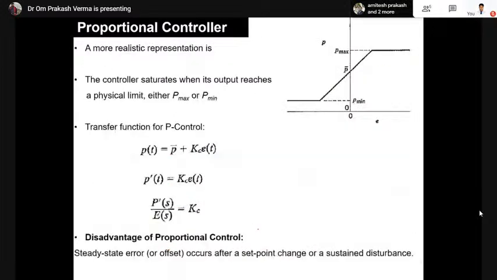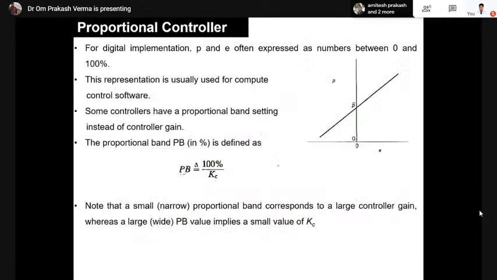Okay, so you can see here what we have done. This is the P bar, and this is the Kc. So P bar t equals Kc into t. We have taken the Laplace transform of this one. Okay, so this is the case.